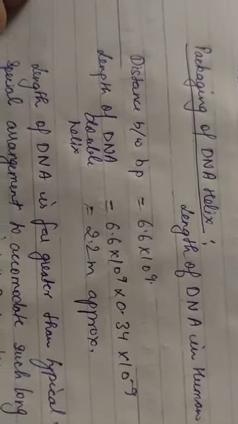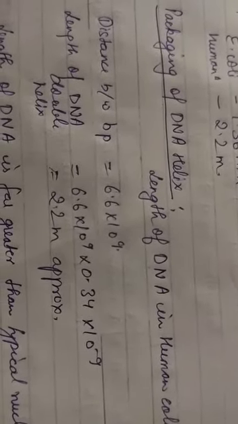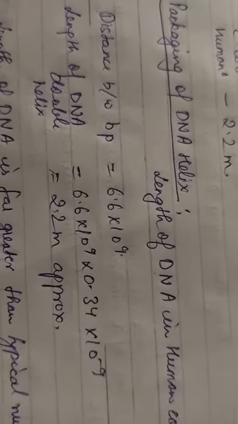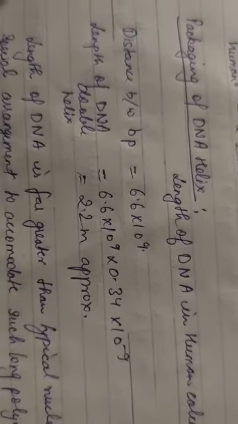First of all, let us calculate the length of DNA in humans. The calculation will be done here. The distance between base pairs is 0.34 nanometer, and the number of base pairs in humans is 6.6 times 10 to the power 9. So we get approximately 2.2 meters. The length of DNA is far greater than the typical nucleus.